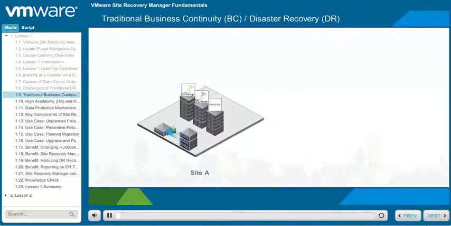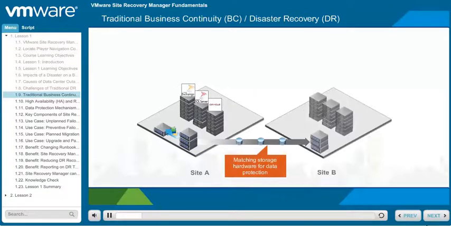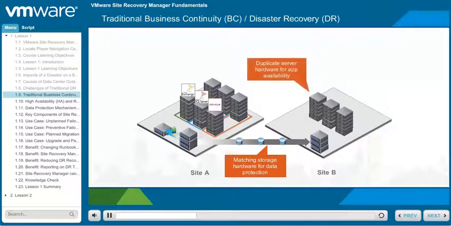Let's look at some of the complexity issues raised in the previous slide in more detail. Firstly, in most cases, matching storage hardware is required for proper data protection, making it very difficult and expensive to change storage vendors, or even to upgrade the existing storage solution. Secondly, in a traditional, non-virtualized scenario, each application requires one or more servers, and those servers must be duplicated at the DR site for failover purposes.